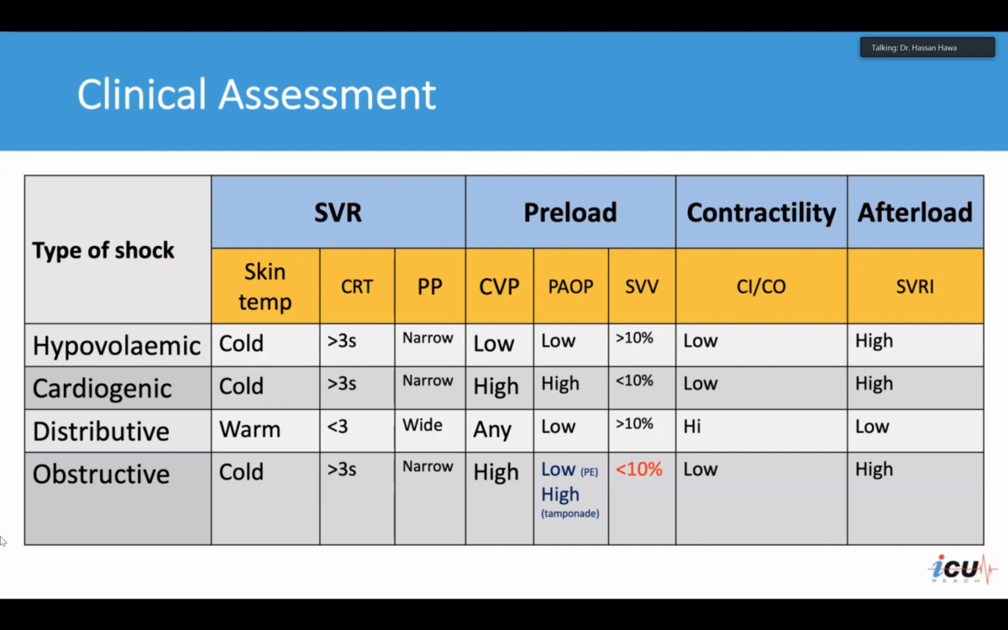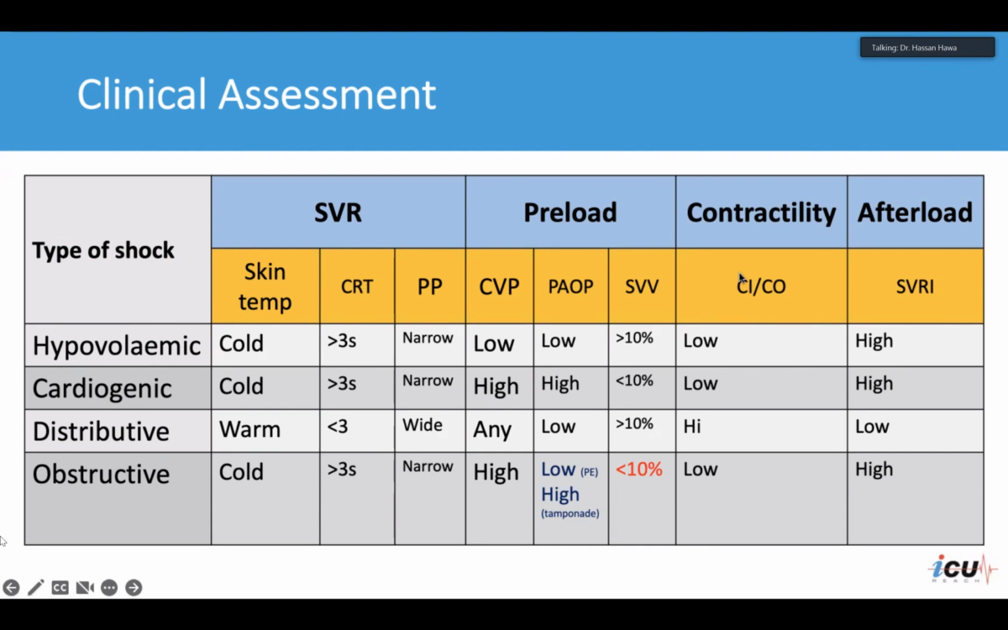If you have a pulse contour analysis device, we will talk about this in our second session, inshallah, then you can see the stroke volume variation being more than 10% in hypovolemic shock patients and possibly in distributive shock patients, but it would be less than 10% usually in cardiogenic and obstructive shock patients.